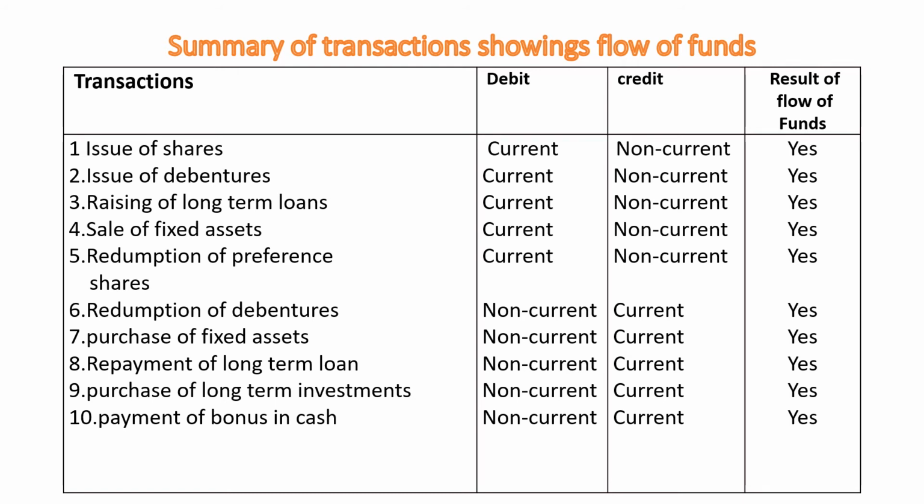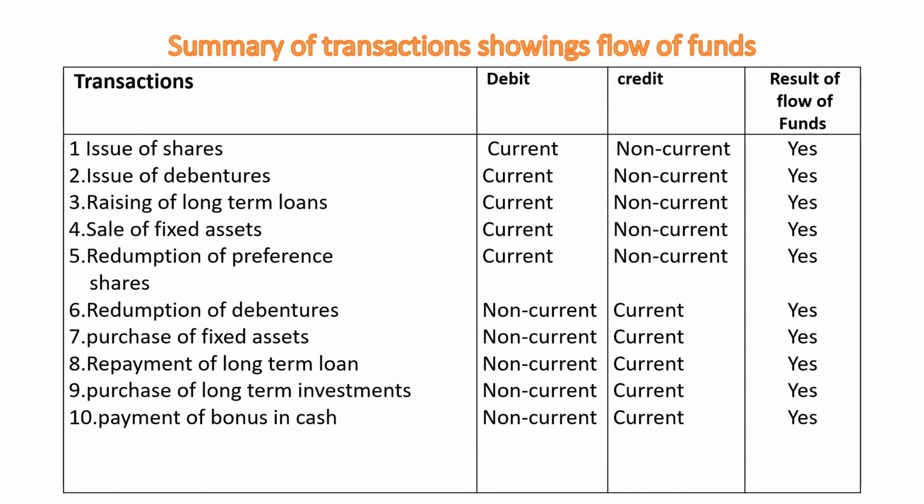Issue of shares. In this, one account is current, another is non-current. It results in flow of fund. Issue of debentures. One is a current account and another is a non-current account. Here also there is inflow of fund. Raising of long-term loan, current account and non-current account. This results in inflow of fund. Sale of fixed assets. This is also a transaction between a current account and a non-current account, resulting in inflow of fund.